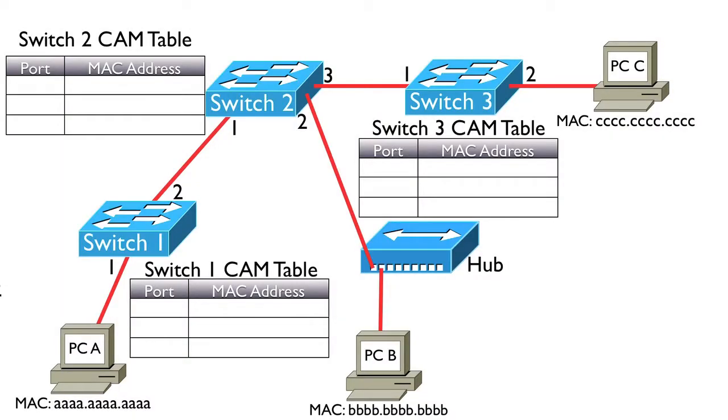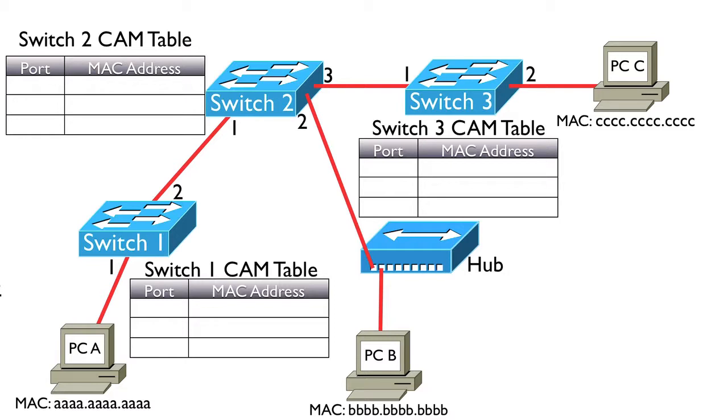Let's examine how frames flow through a switched network and how MAC addresses are learned by those switches. On screen we have three different switches, and I included a hub as well. This reminds us that a hub does not have a CAM table. It doesn't have a content addressable memory table like a switch does. A hub doesn't learn anything.